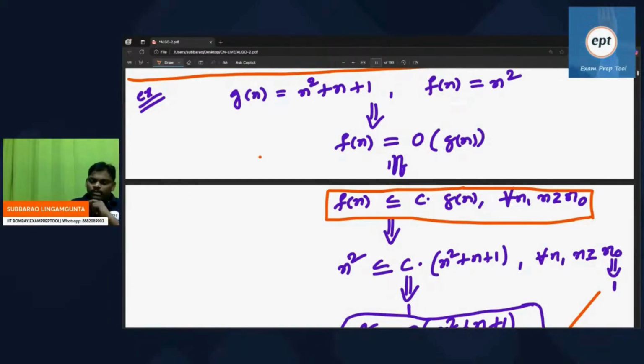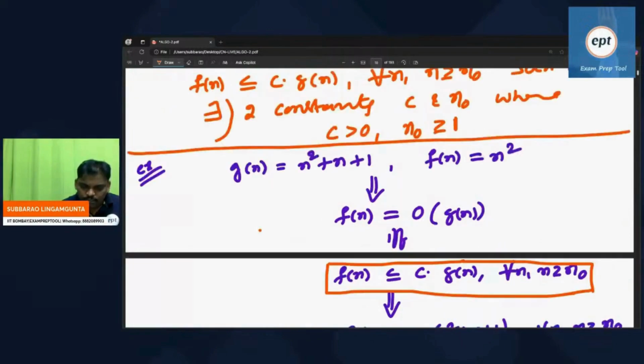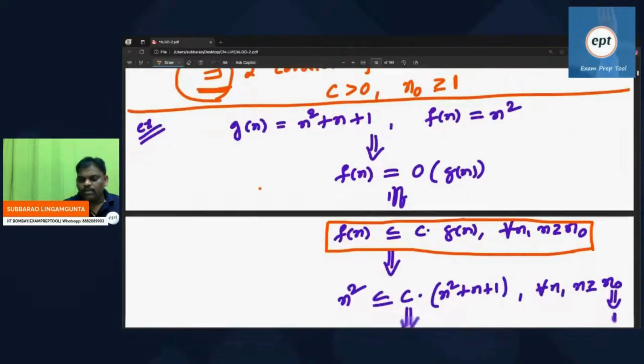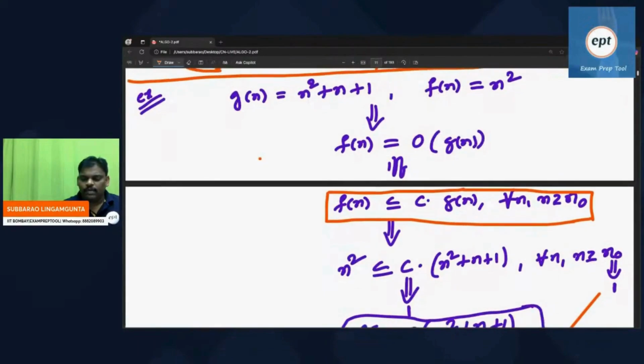Yeah, there may be. So that is the reason. Sunny, if you observe clearly, there exist two constants C and n0 where this condition holds good. There exist; it is not for all. You can take anything. Nice question you are asking. There exist means there may be so many pairs.